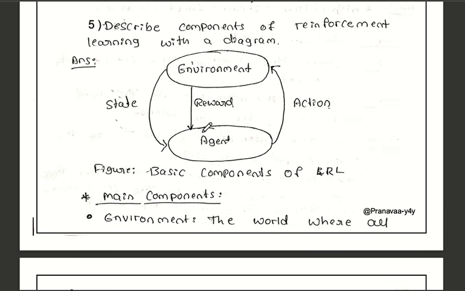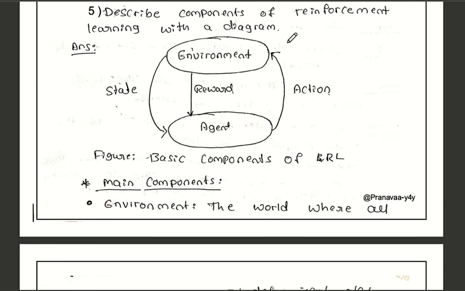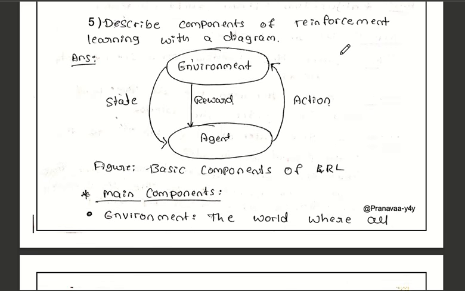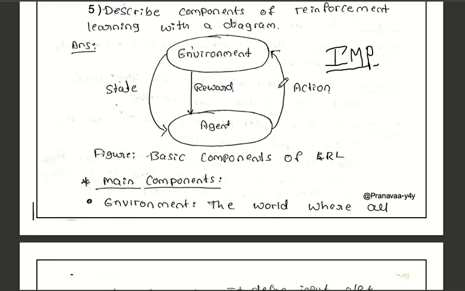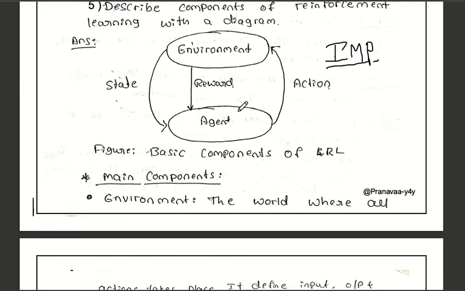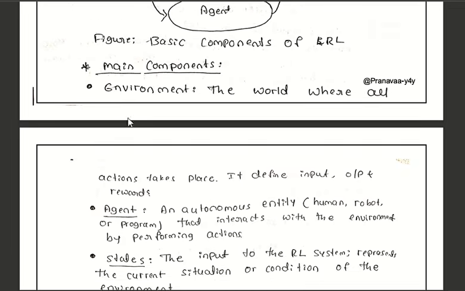Then moving on to the fifth question: describe the components of reinforcement learning with a diagram. The diagram is an important one in this fifth module. You should practice this diagram, it is a simple diagram. Even if you don't draw it, if you remember the components: environment, rewards, agents, states and action, 5 components. Let's see each one by one.